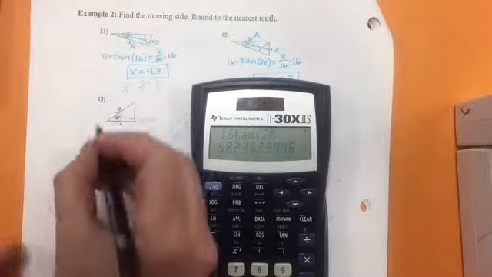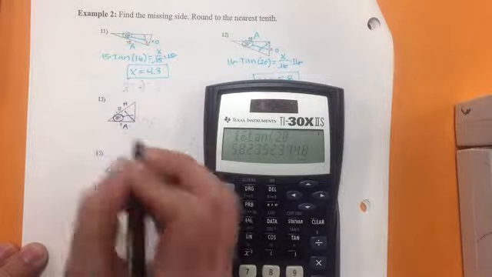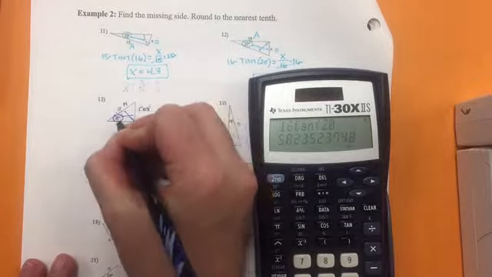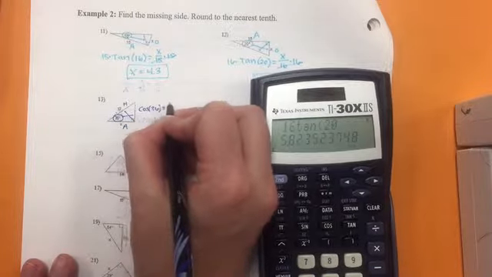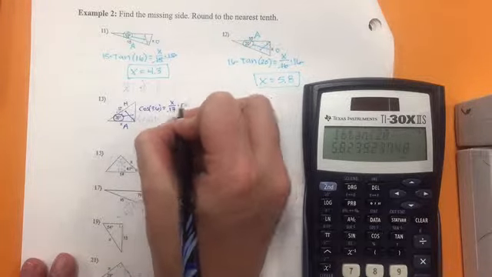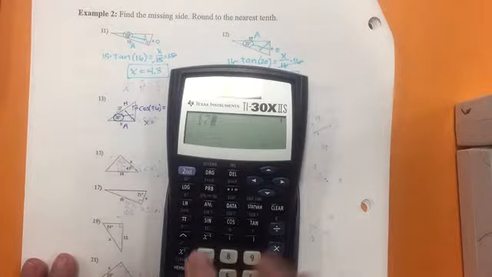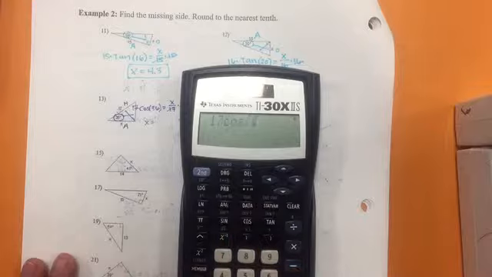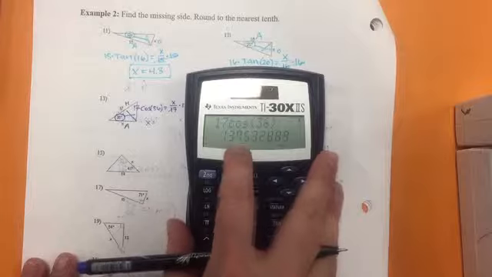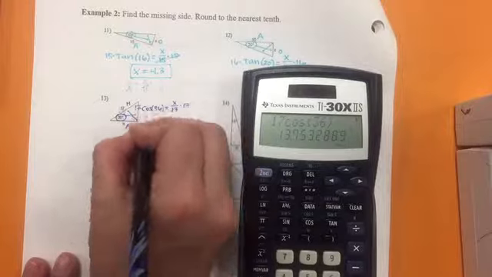On problem number 13, I do not have O, I have H and A. That means I'm using cosine of 36 equals A over H, times by the 17 to cancel it out, which means I have 17 cosine of 36. 13.75, that 5 will round it up, so it's 13.8. So I only need one number after the decimal.